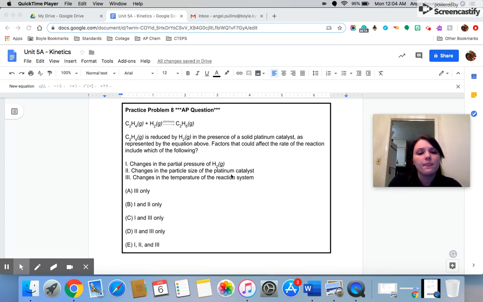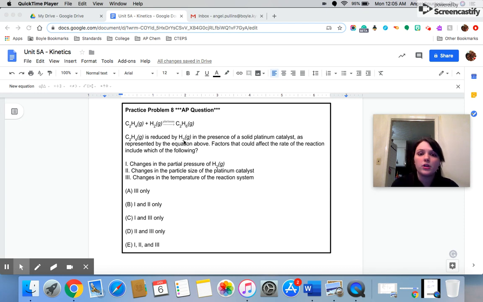Question 8. Here we have the same reaction discussed above, but they're telling you now that they have added a platinum catalyst. That's what platinum over this arrow means. It's in the presence of a solid platinum catalyst. Factors that could affect the rate of the reaction include which of the following?